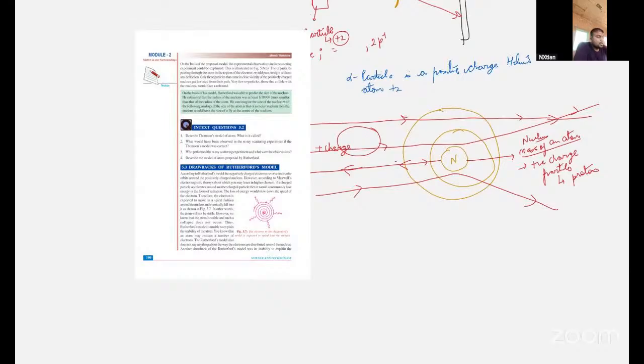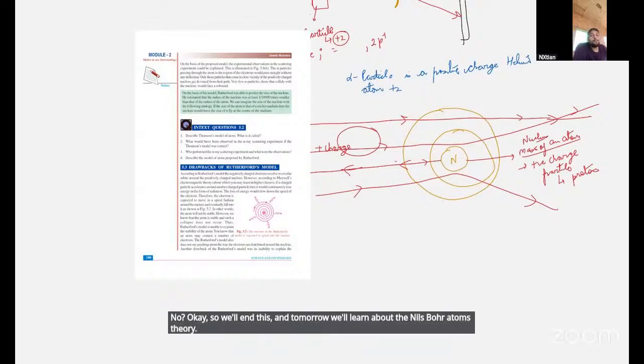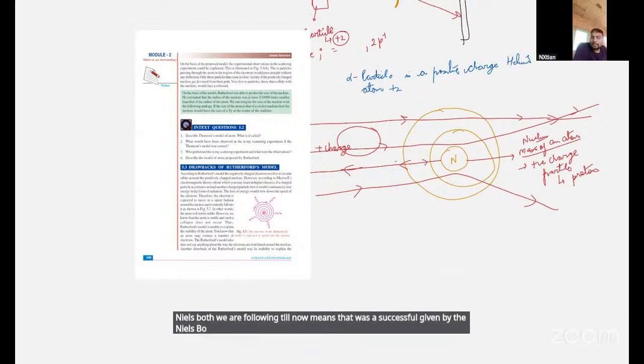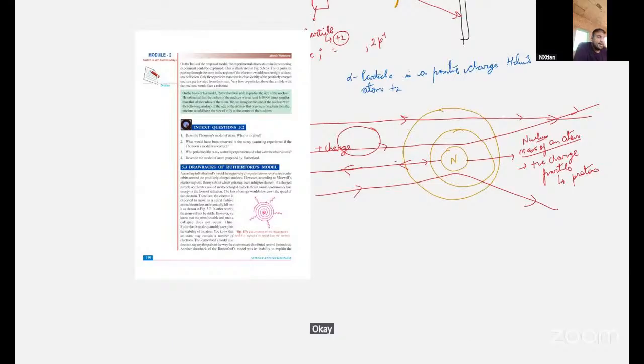Okay, so we'll end this, and tomorrow we'll learn about Niels Bohr's atomic theory, the Niels Bohr atom theory that we are following till now. That was the successful model given by Niels Bohr. Are you getting this, Nidhi? Yes, sir. Okay. So we'll end this. You have to do this homework.